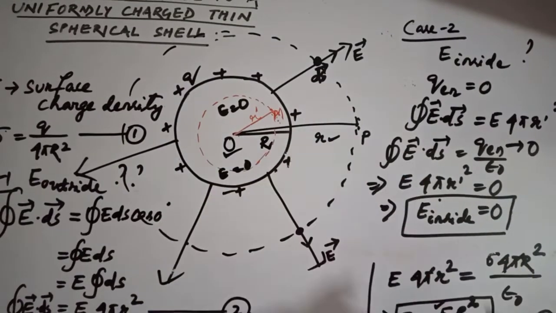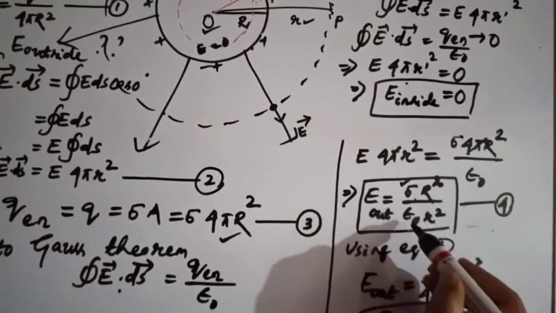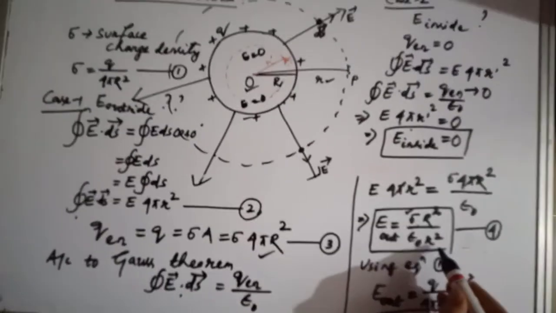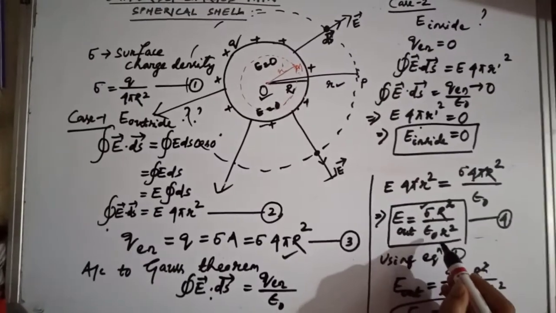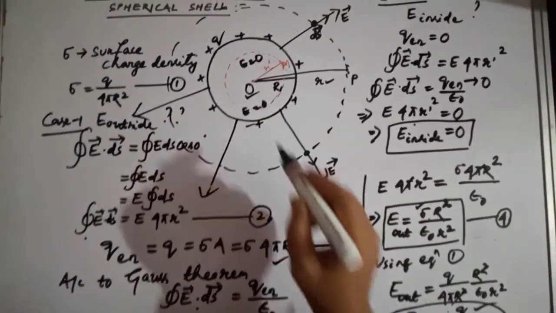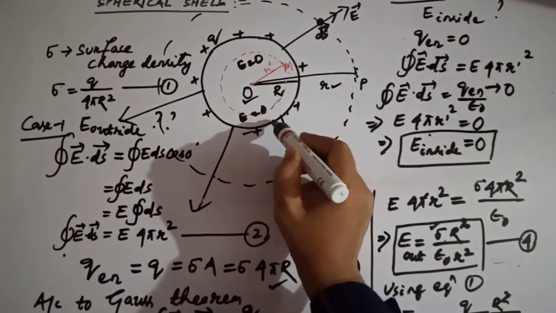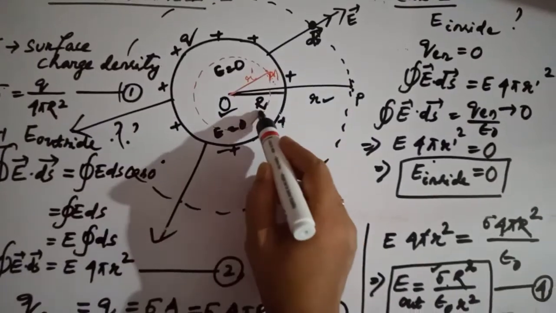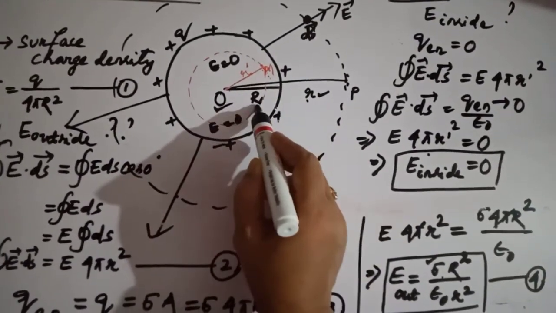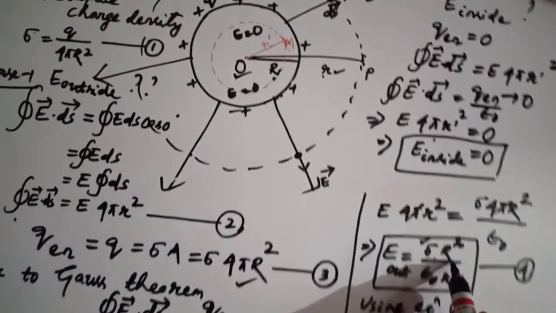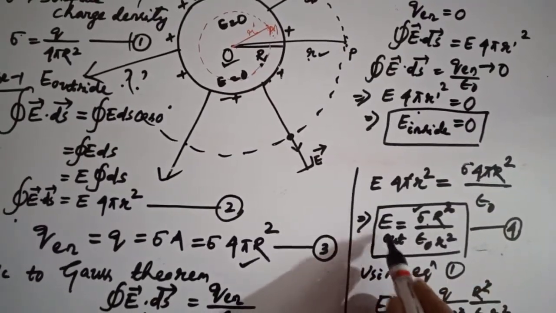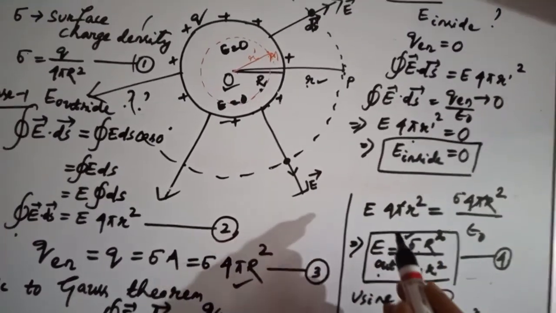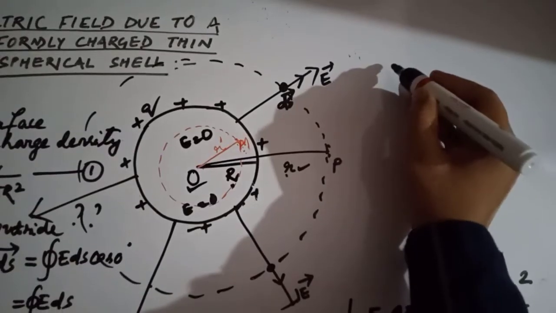And outside the value is equal to sigma capital R square by epsilon naught small r square. Using this formula, you can find the electric field on the surface of this spherical shell. If you want to find the electric field on the surface, that means the Gaussian surface is of radius capital R. That means small r is equal to capital R. If small r is equal to capital R, then E on the surface is equal to sigma by epsilon naught. So let's see case 3.